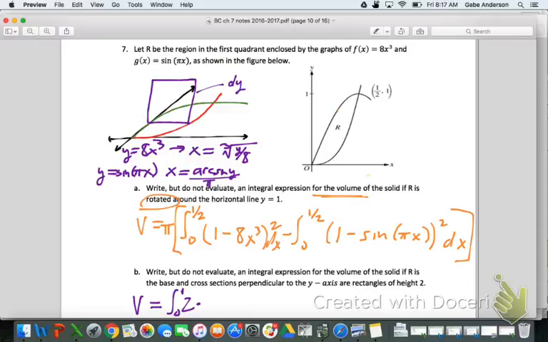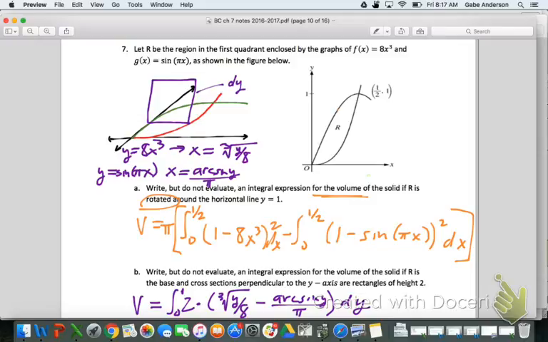So we're always going to go high minus low, top minus bottom, or right minus left. In this case, it's going to be right minus left. So it's going to be the cube root of y over 8 minus arc sine of y over pi times dy. And at that point, my integrand is simply height times base, and the integral allows me to add up all of those little cross-sectional rectangles that will give me the final volume of the figure.